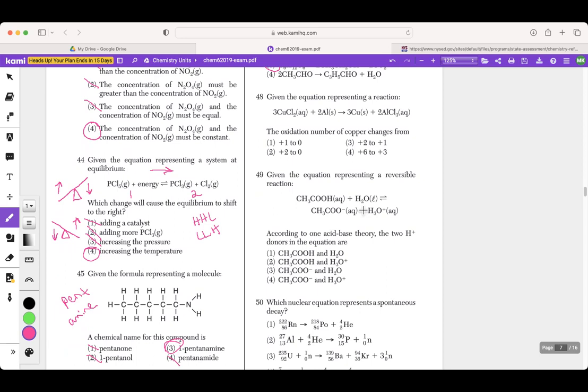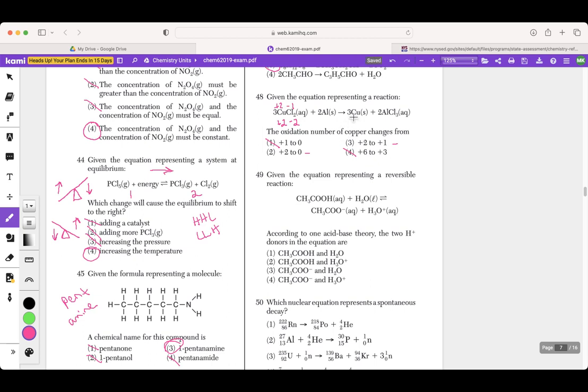48, given the equation representing a reaction, the oxidation number of copper changes from blank to blank. So let's assign oxidation numbers. All right, so we're trying to find copper. Starting off with chlorine, we know chlorine has to be -1 when combined with a metal. Because I have 2 chlorines, that gives me a total charge of -2. In order to balance this out, that means I need a total charge of +2 on the left. So therefore, this copper has to be +2. So now we're left with choice 2 and choice 3.